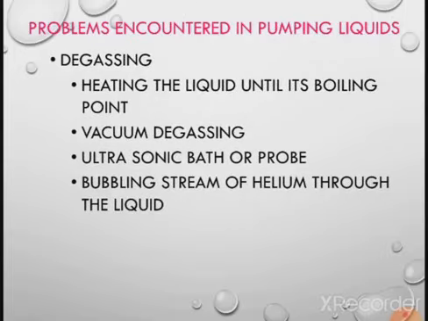First, degassing: heating the liquid until its boiling point so that the gases can be removed. Second, vacuum degassing, that means creating a vacuum and removing the dissolved gases. Ultrasonication is another technique to remove the dissolved gases from the system. Then bubbling steam or inert gases like helium through the liquid. So these are some techniques required for degassing.